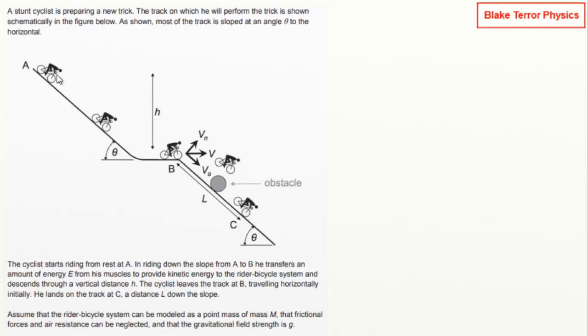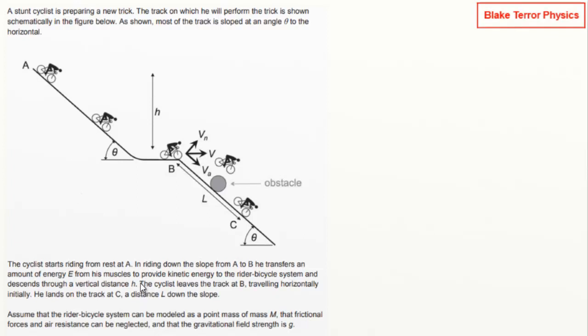So we've got a cyclist coming down this slope. So he's coming down a slope section, then he's on a flat bit, then a slope section again. Both of the slopes are at an angle of theta to the horizontal. He starts at rest at A.